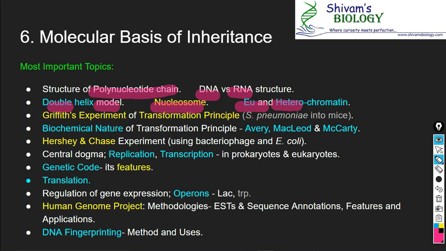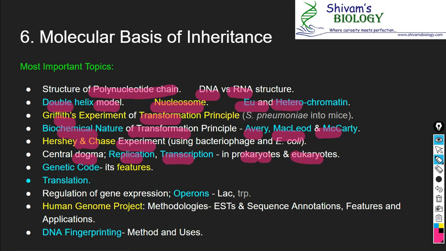After that, during the search for genetic material, various experiments were conducted, and in these experiments, Griffith's experiment of transformation principle is very important. Biochemical nature of transformation principle. This experiment was carried out by Avery, McLeod and McCarty. It is important. Hershey's experiment, central dogma of molecular biology, that is replication, transcription in prokaryotes, eukaryotes.